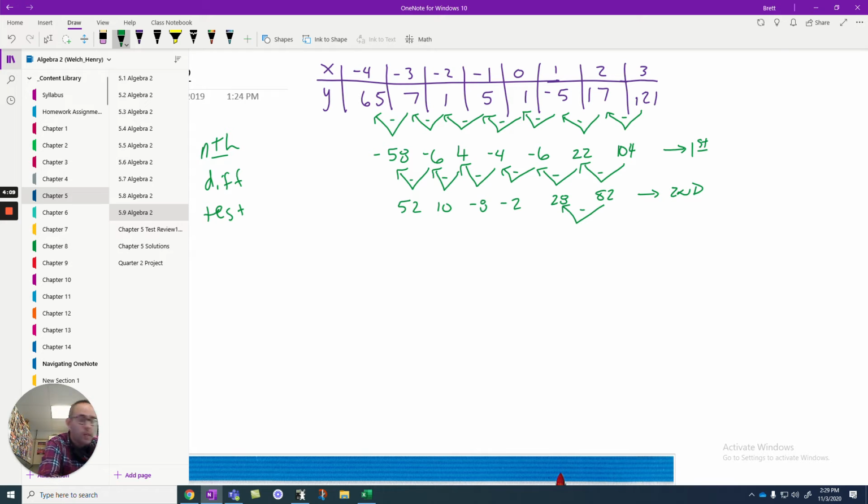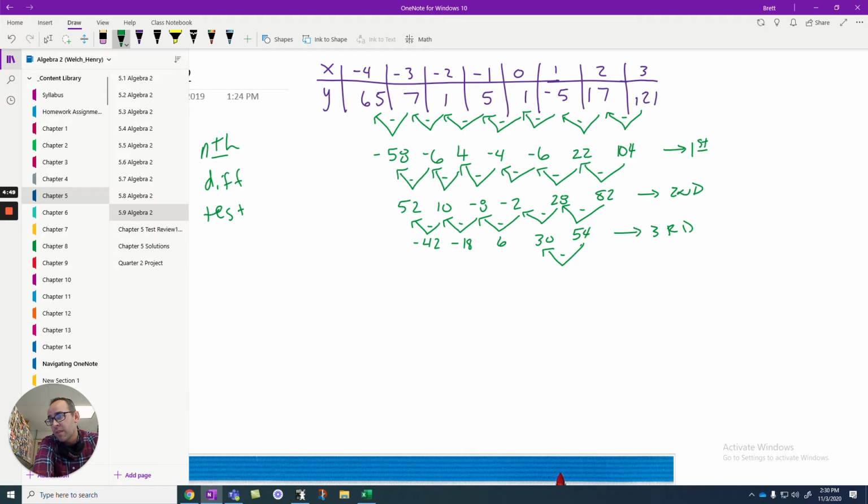82 minus 28 comes out to 54. 28 minus a -2 is 30. So I know it's not a third degree. It's not cubic. If it was, these numbers would be matching. But we're going to keep rolling. -2 minus a -8 is like addition. That should become a 6. And -8 minus 10 is -18. And then 10 minus 52 would be -42. Not matching numbers. Now, we go one more.